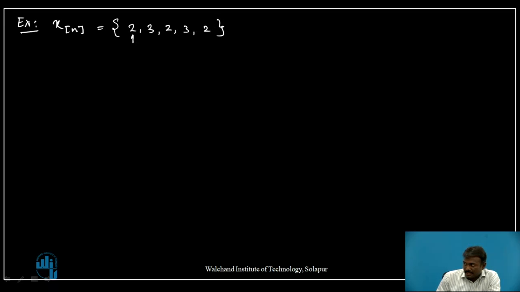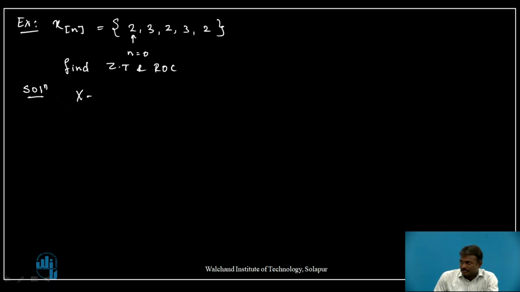Now let us consider one more example where n1 is either equal to 0 or greater than 0 here. So let us consider a finite duration sequence x(n) which is equal to 2, 3, 2, 3, 2. So this time the arrow mark is given at the first value here. That means this value is at n equal to 0. Now find the z transform and ROC for this given sequence here.